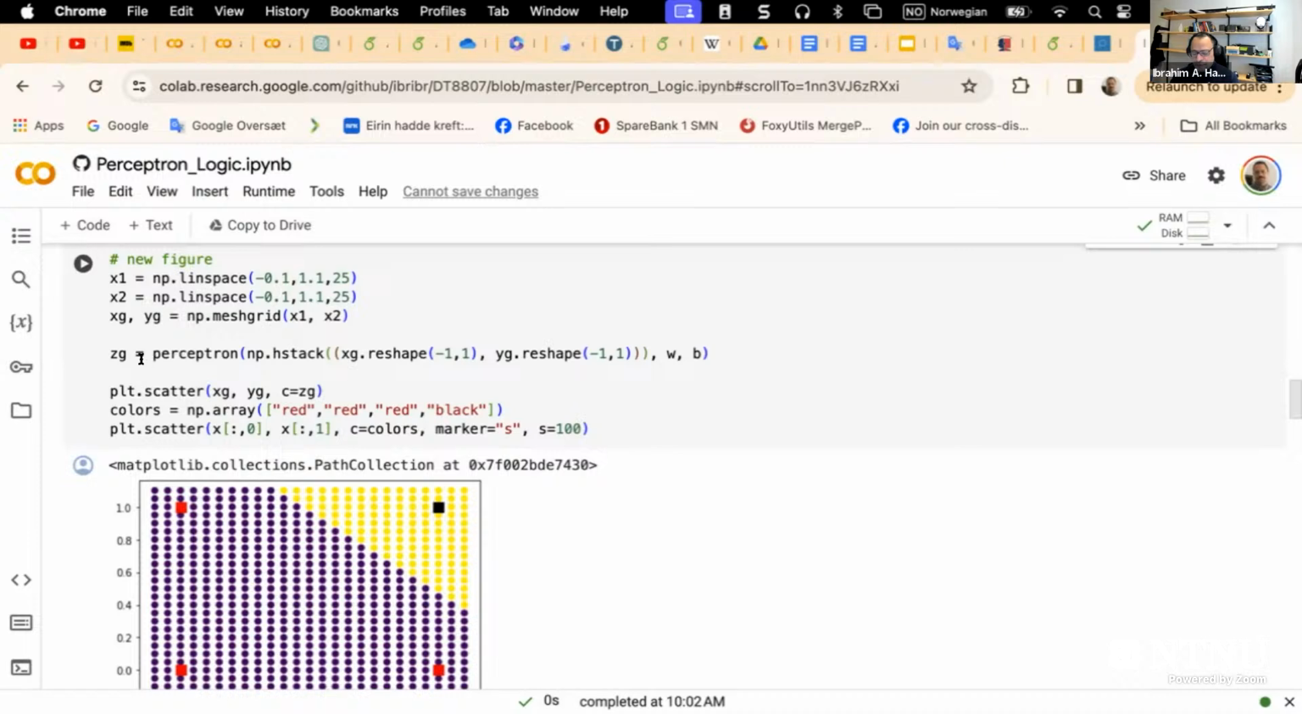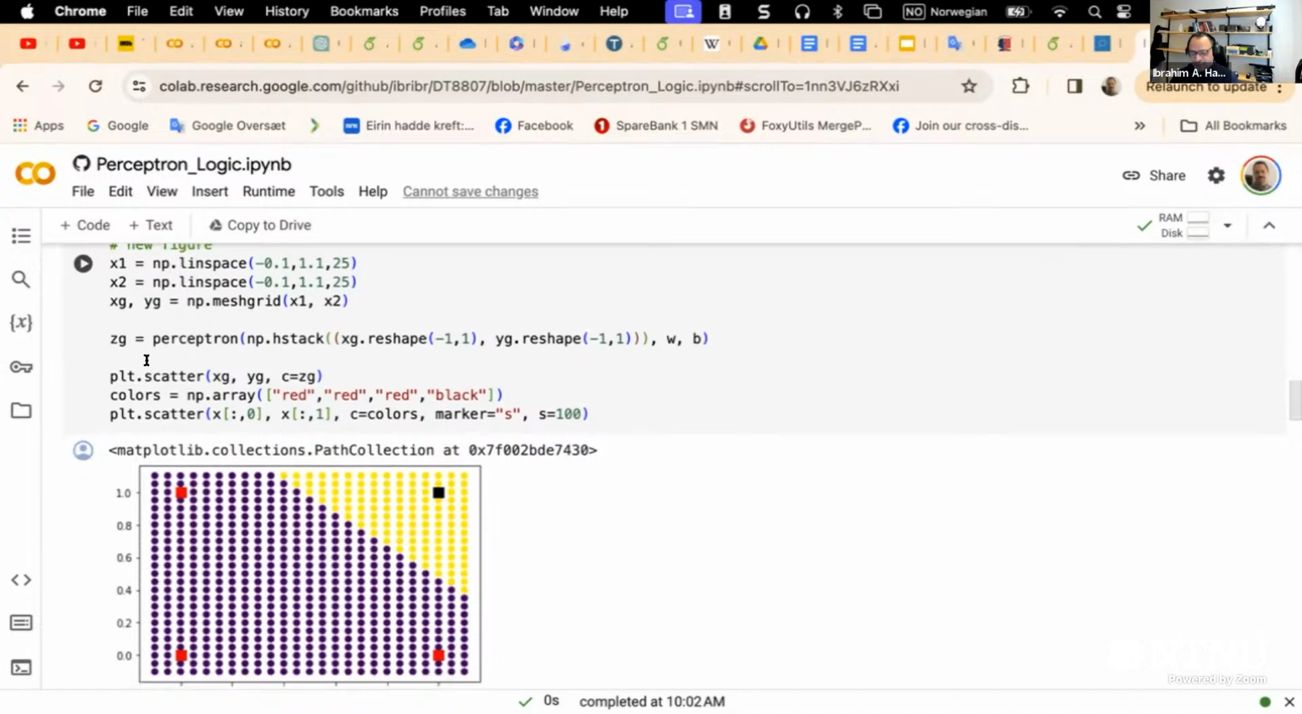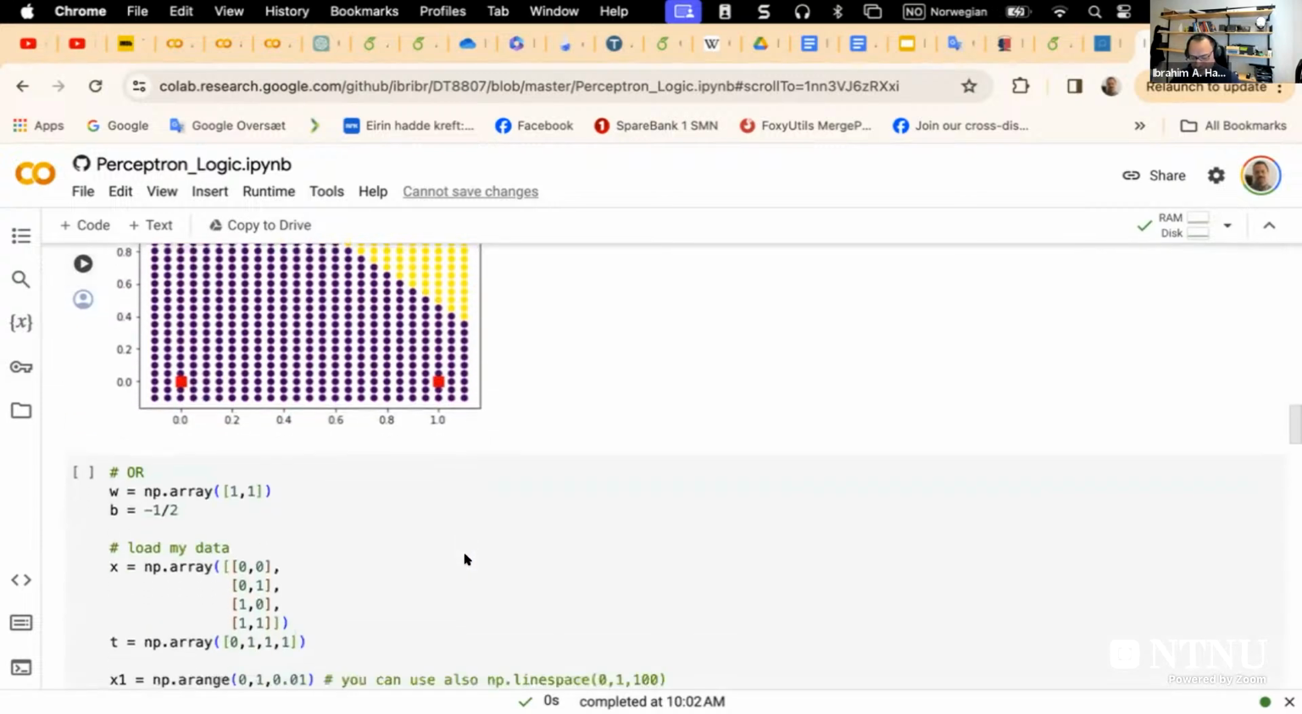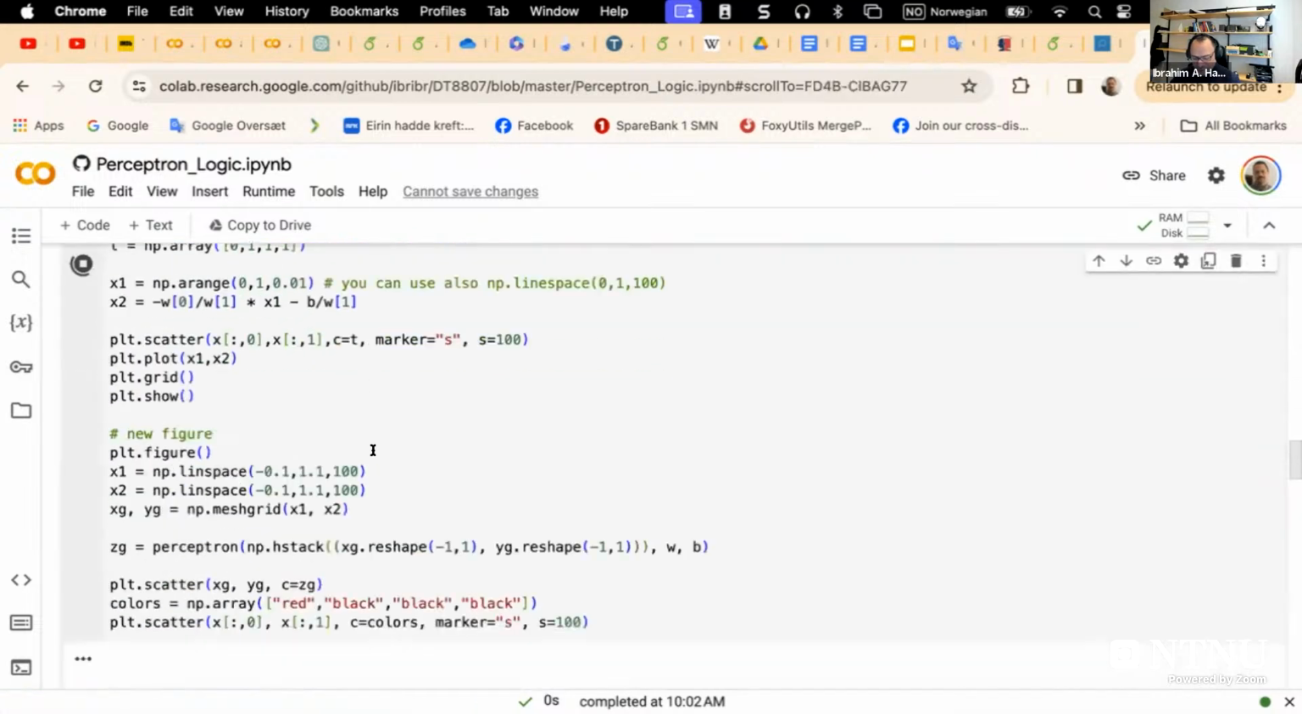And in this case, I will get the classification in three-dimensional space. I will get zg, and I will use a scatter plot, which will plot xg against yg, and the classes here equal zg. So I will get positive values and negative values from this function. All positive values will be classified into yellow, and all negative values will be classified into blue, and so on. So we can plot it in a much nicer way. This one is for the OR gate.